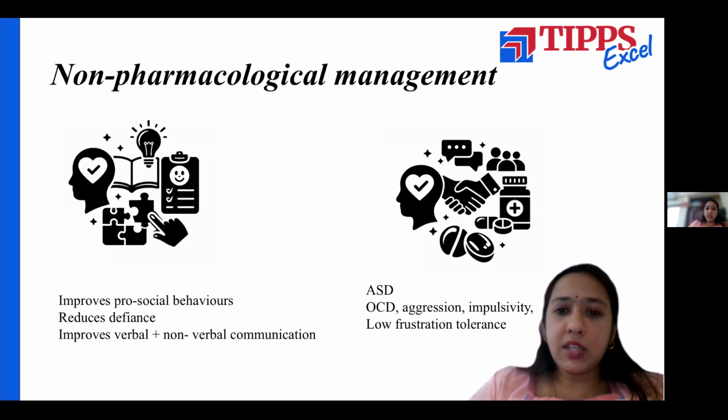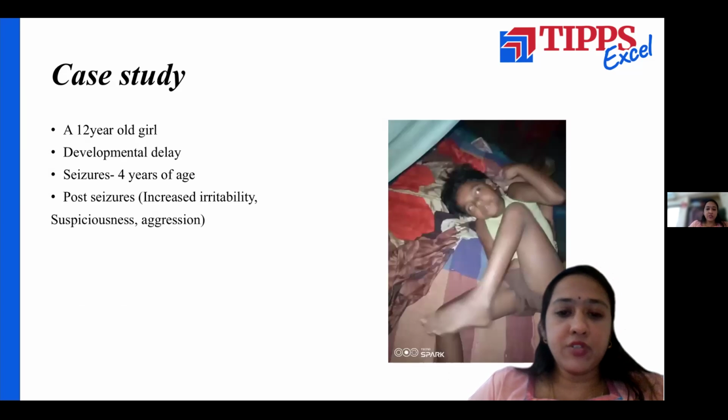Now coming to non-pharmacological management, as I already mentioned, a multidisciplinary team has to be sought in the treatment. Whenever you combine pharmacological treatment with an individualized educational plan and behavioral therapy, it has found good evidence in improving pro-social behaviors and reducing defiance in these children, and verbal and non-verbal communication also improves with a multidisciplinary care model. So pharmacological and non-pharmacological managements, when clubbed together, have shown the maximum evidence in controlling autism spectrum disorder symptoms, OCD, aggression, and low frustration tolerance.